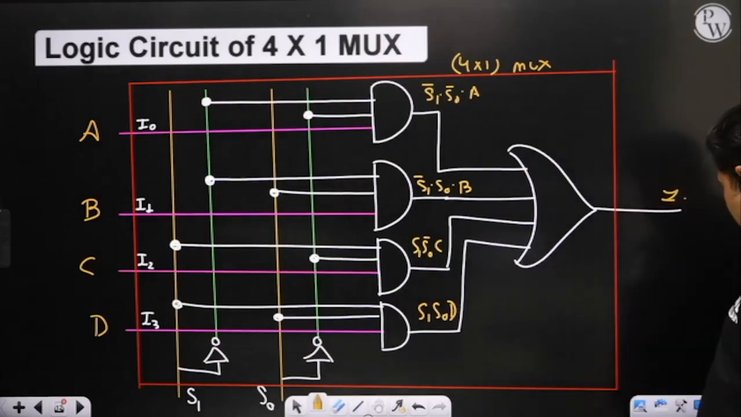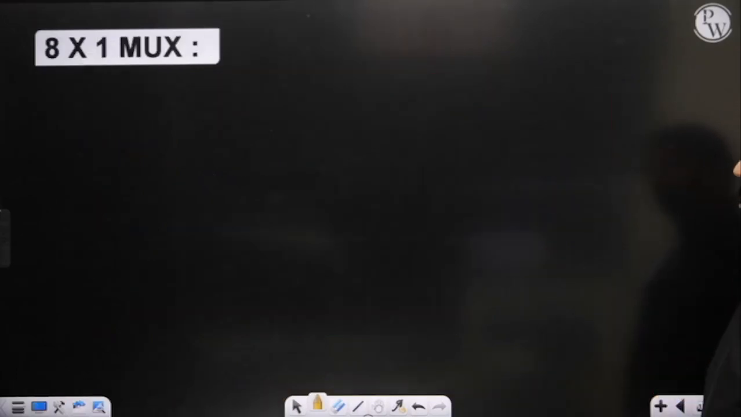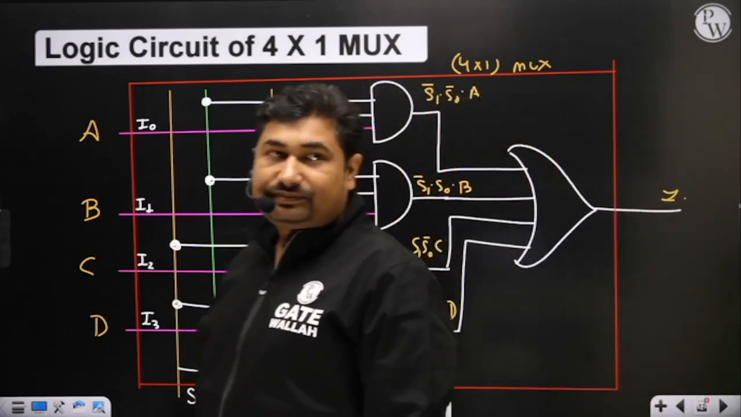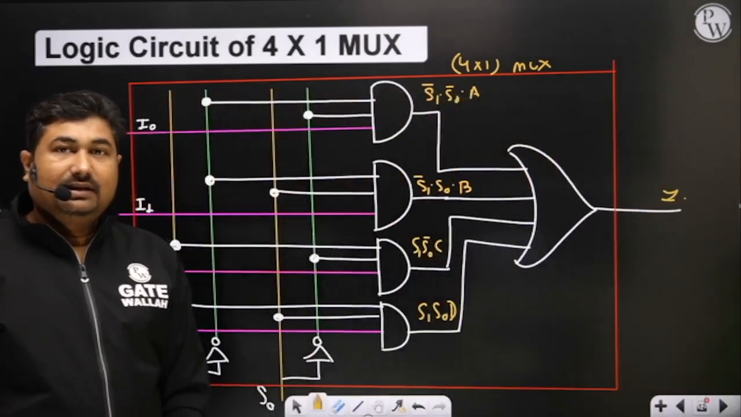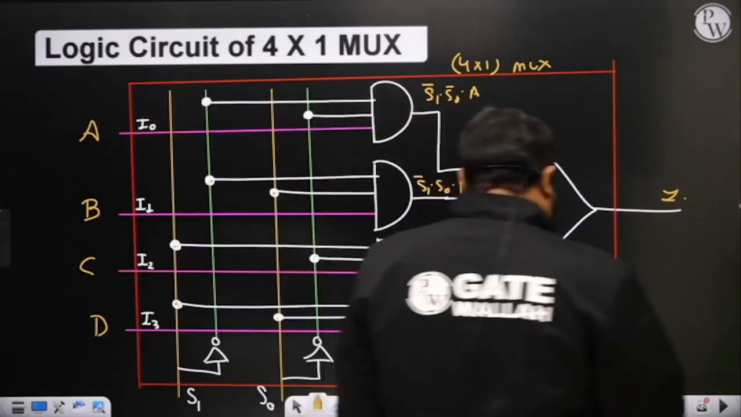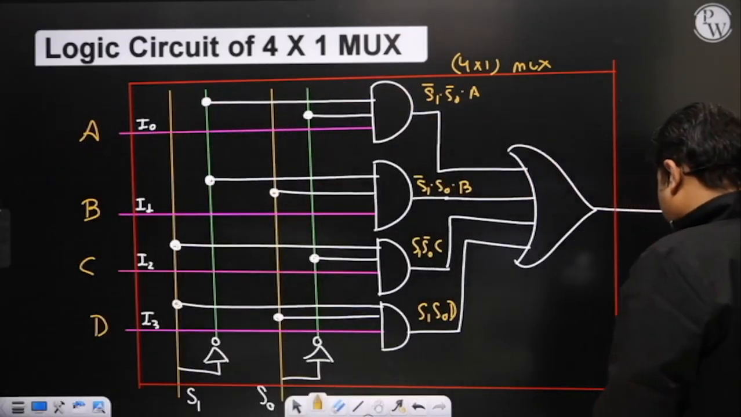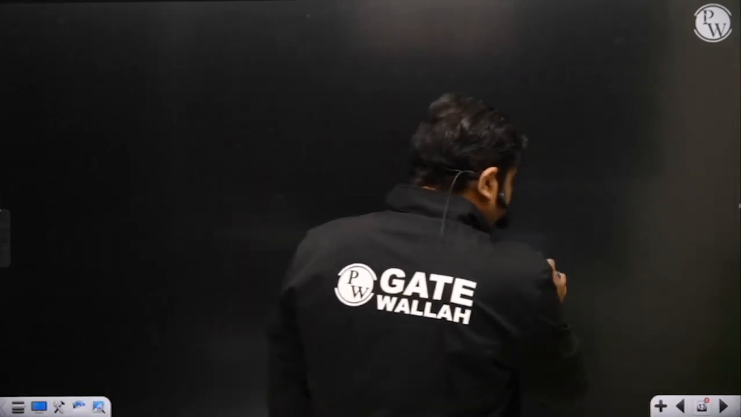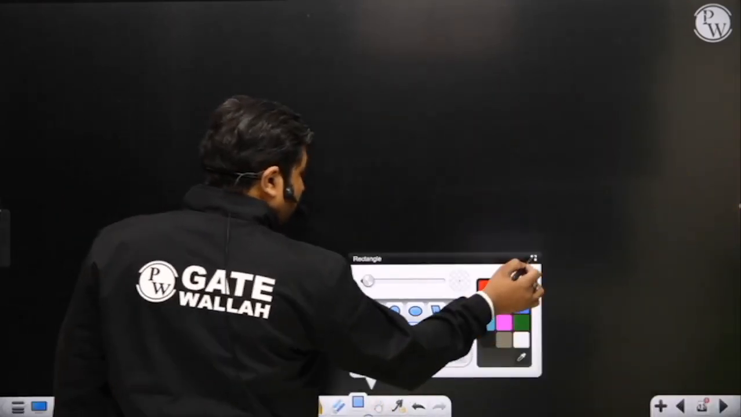Up to this part, I am hoping everything is clear. Okay, let's have some question related to this. Suppose we have a multiplexer, I am representing you one multiplexer. Suppose we have this to be the multiplexer.